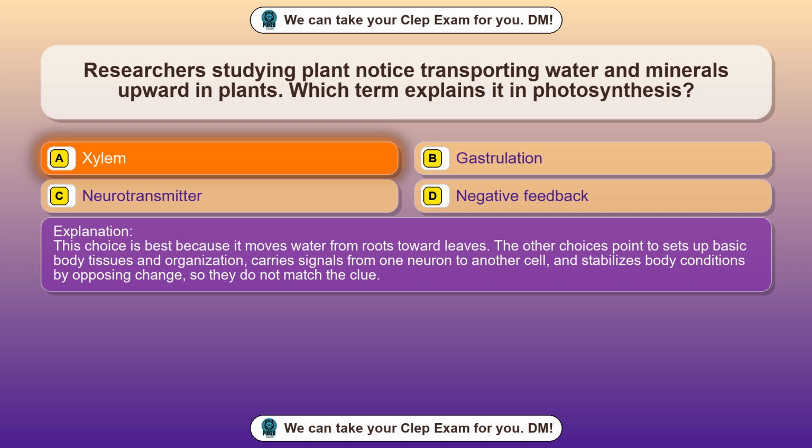This choice is best because it moves water from roots toward leaves. The other choices point to sets up basic body tissues and organization, carries signals from one neuron to another cell, and stabilizes body conditions by opposing change, so they do not match the clue.